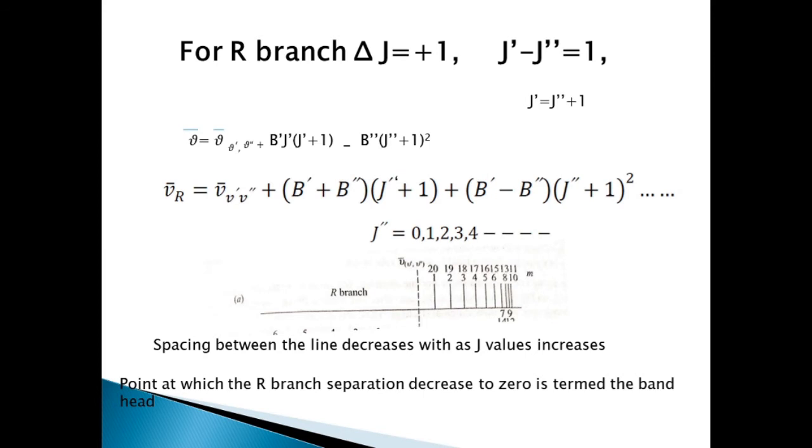For the R branch, delta J is equal to plus 1. That means J prime minus J double prime is equal to 1, so J prime is equal to J double prime plus 1. When we put J prime equal to J double prime plus 1 in this equation, we get the equation corresponding to the frequency of R lines. It is equal to nu bar, nu prime minus nu double prime, plus B prime plus B double prime into J double prime plus 1, plus B prime minus B double prime into J double prime plus 1 whole square.